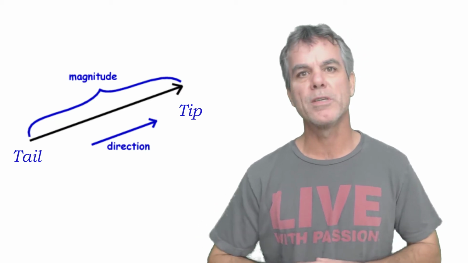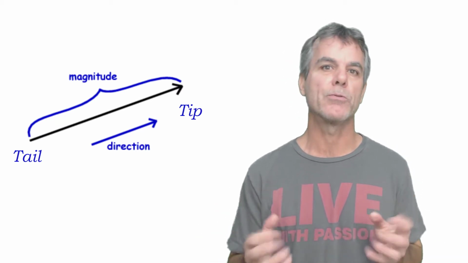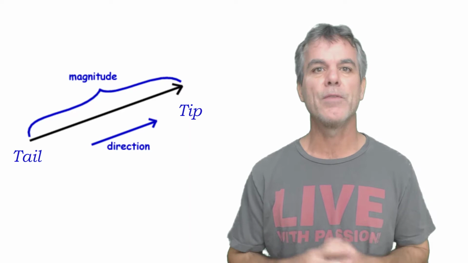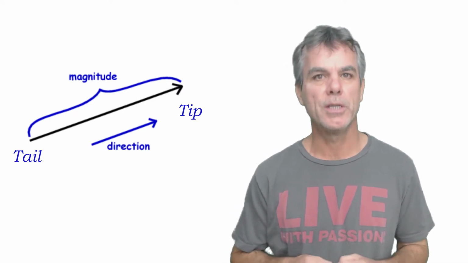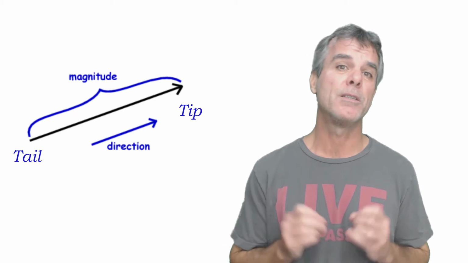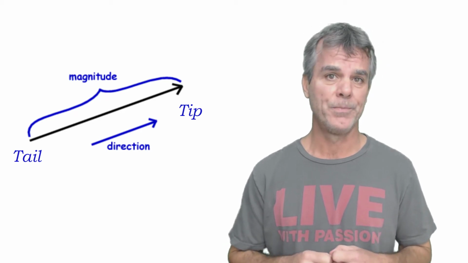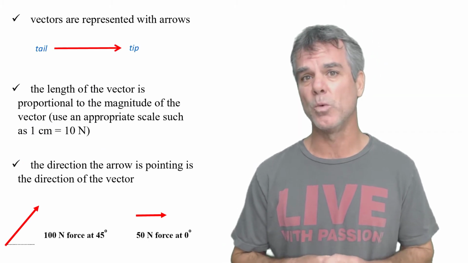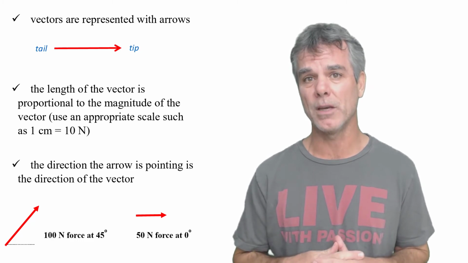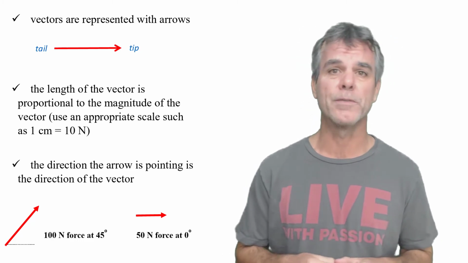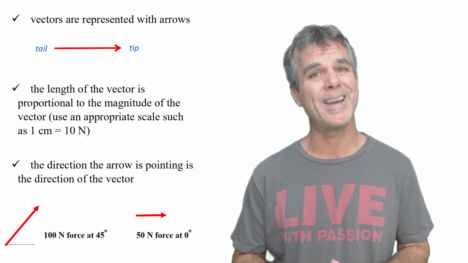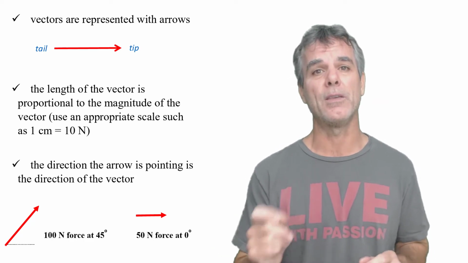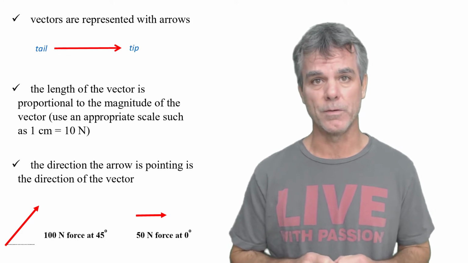The way we represent vectors visually is by drawing an arrow. The length of the arrow represents the magnitude of the vector, and the direction the arrow is pointing represents the direction of the vector. So if I had two vectors and one was twice the magnitude of the other, so let's say a 10 Newton force versus a 5 Newton force, I would draw that arrow twice as long as the arrow representing the 5 Newton force.